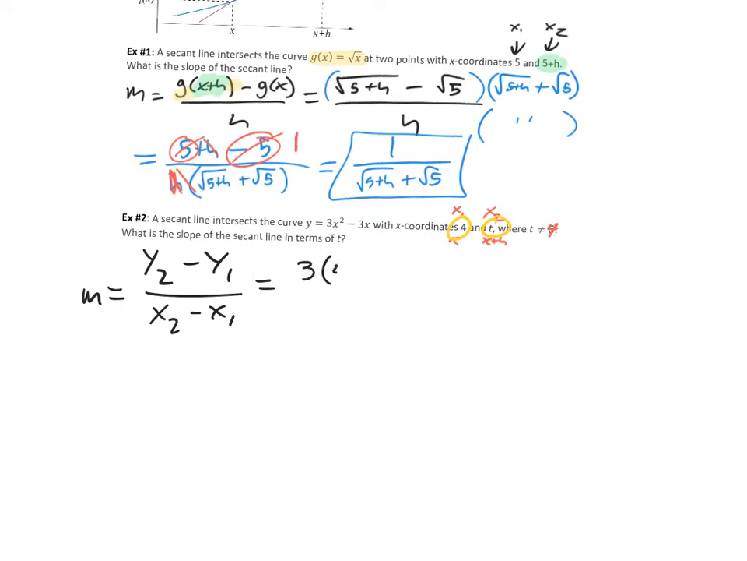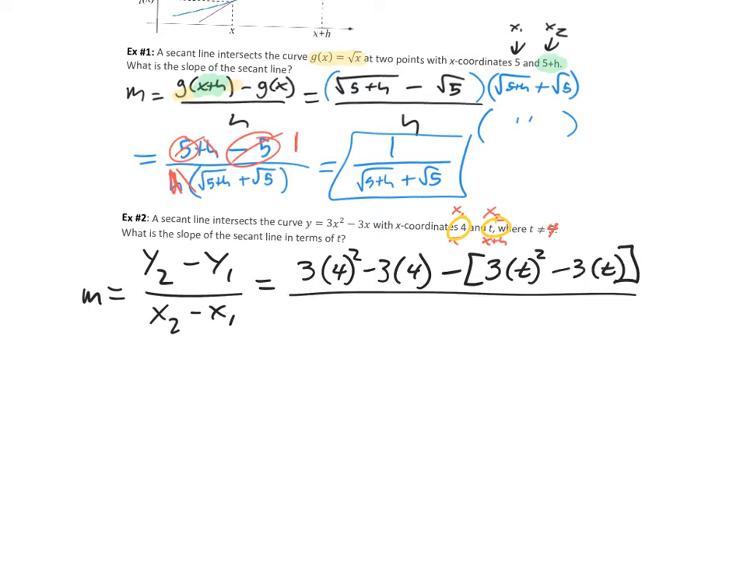3 times 4 squared minus 3 times 4 minus, and I'm going to use a big old bracket here because now I'm going to plug in a t. It would be 3 times t squared minus 3 times t. Again, I guess I kind of switched it there. My apologies. I actually treated this like my x1 and this like my x2. And then on bottom, if my x2 is 4, then my x1 would be t.